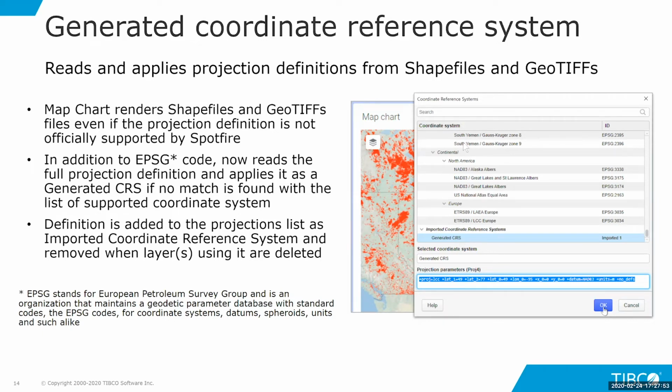So you see how it's displayed here in the dialog. You see that it says imported coordinate reference system. It's a generated CRS, and that means that for the shapefile or GeoTIFF file that was imported, we actually have created its own coordinate reference system for that file. If that GeoTIFF or shapefile is later removed from the analysis, the imported coordinate reference system will also be removed at that point.